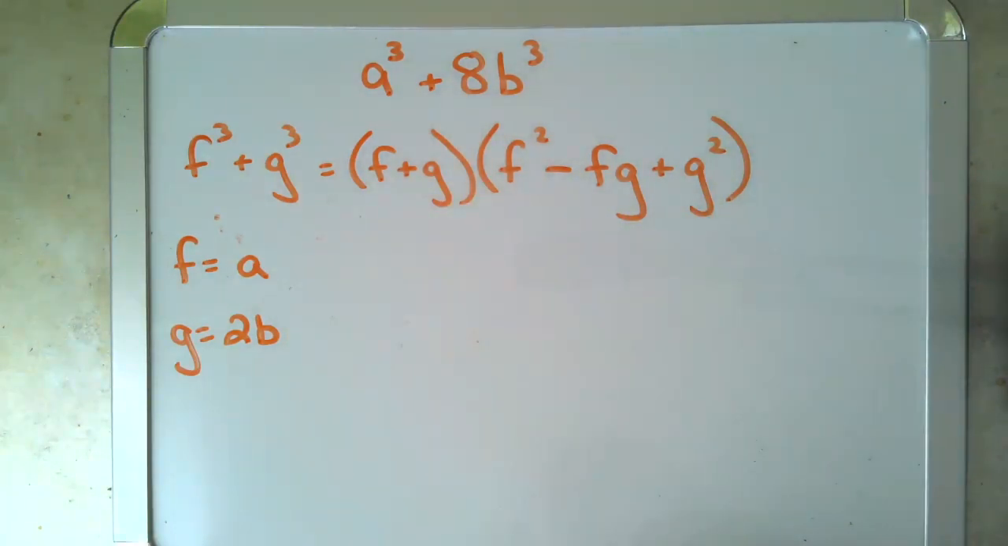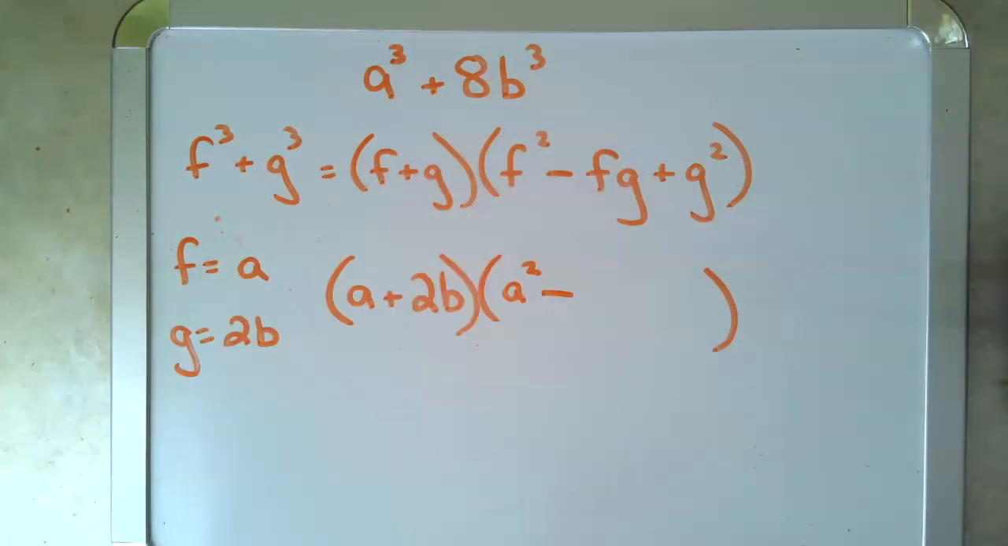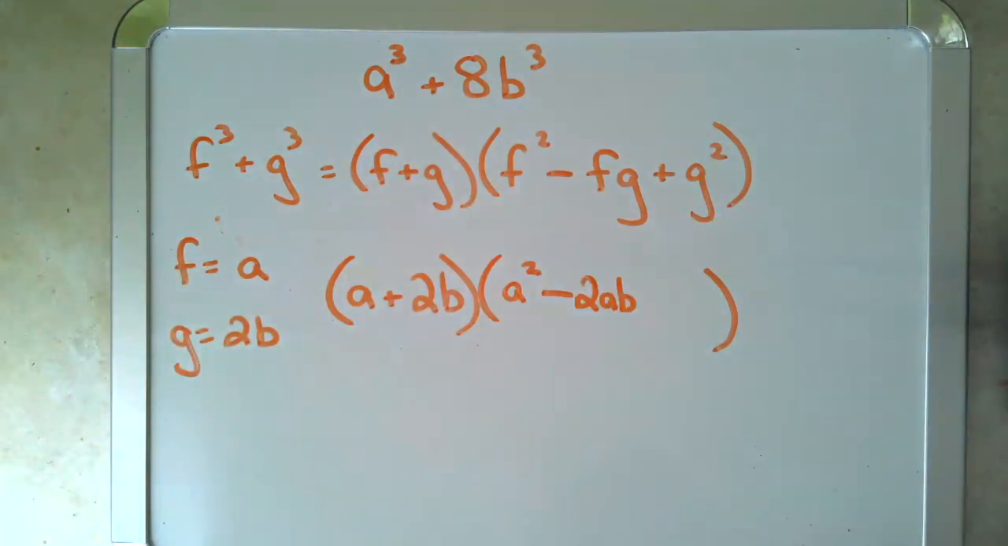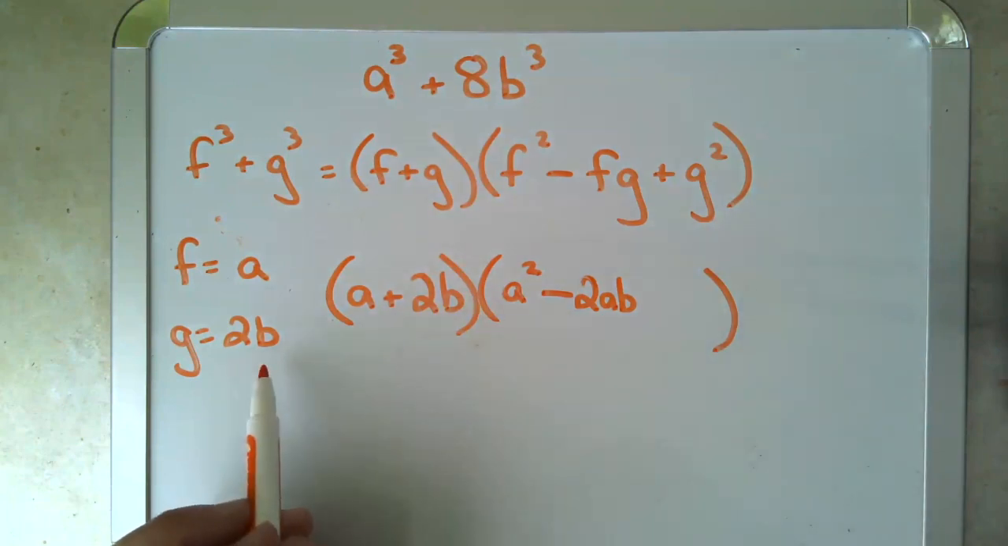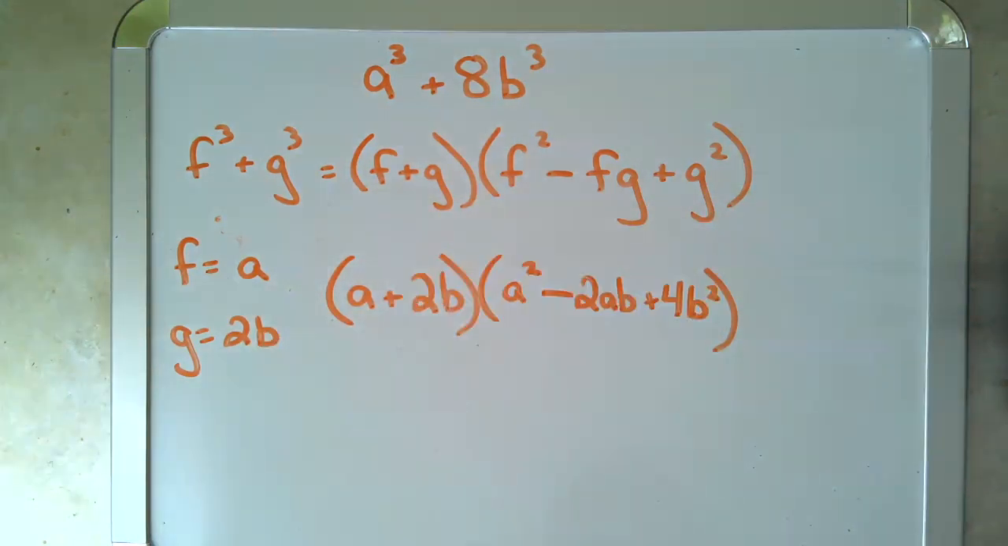So that would look like this. My first term is f plus g, so that becomes a plus 2b. And my next term is f squared, so that's my a squared, minus f times g, so that's a times 2b, so that's 2ab. And then finally my g squared, so that's 2b squared. Well, don't forget to apply that squared to both of those, so that becomes plus 4b squared. And that is as far as this can factor.